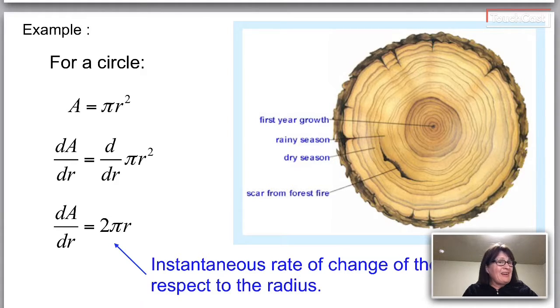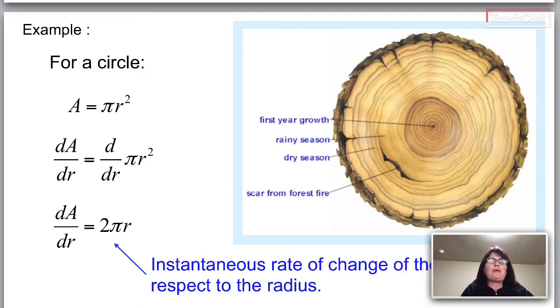So here we have an example. For a circle, we know the area is pi times r squared. Remember, pi is a constant. It's just some number, 3.14. So if I wanted to describe how fast the area of this tree trunk is changing as a function of the radius, I'm going to take the derivative, the instantaneous rate of change, the derivative. And here I can apply the power rule. So the 2, which is the exponent on the r, is going to come to the front to multiply the constant, the pi that was already there. And I have the derivative of the area with respect to the radius is 2 pi r.